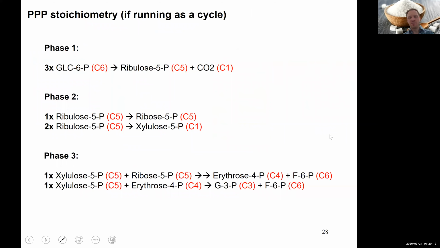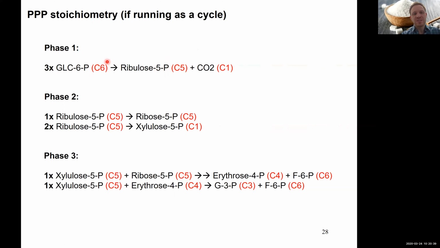So this is just the overview again, right? What have we done? I realize this pathway is complex because you have to run multiple rounds and you have various reactions occurring here. But what have we actually done? I've tried to highlight in red the number of carbons to show how these are being shuffled around. Okay? So in your first phase, you have decarboxylated essentially glucose 6-phosphate to ribulose 5-phosphate.